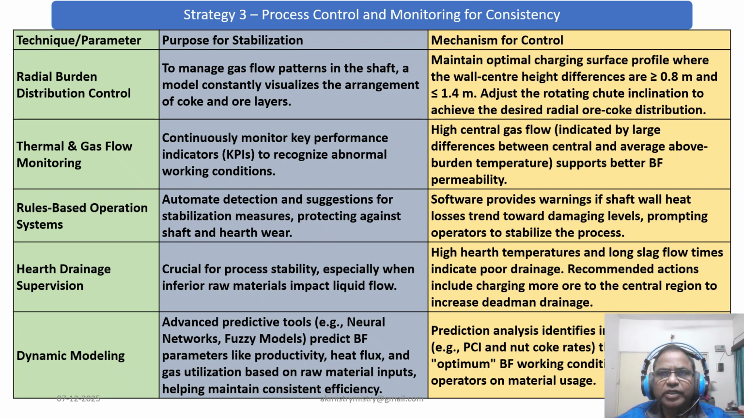Thermal and gas flow monitoring requires continuously monitoring key performance indicators to recognize abnormal working conditions. A high central gas flow, indicated by large differences between center and average above-burden temperature, supports better blast furnace permeability. Rule-based operation systems automate detection and suggestions for stabilization, protecting against shaft and hearth wear. The software provides warning if shaft wall heat losses trend towards damaging levels, prompting operators to stabilize the process.